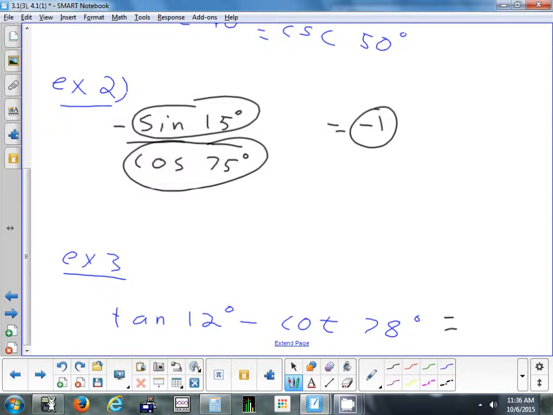How about this one? Tangent 12 minus cotangent 78. 90. I think someone said it? 0. Why? Yeah, they're the same. Tangent, cotangent, those are cofunctions. 12 and 78 are complementary. I have no idea what the tangent of 12 is. I have no idea what cotangent 78 is. But I know they're the same. Anytime you subtract two things that are the same, like 2 minus 2, 3 minus 3, you get 0.